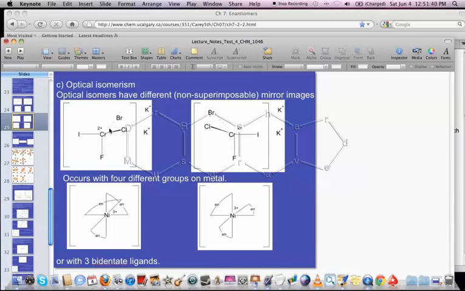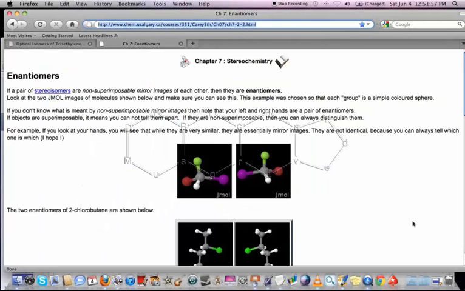Now, this dashed line indicates that the Br is sticking back into the screen, and this indicates the Cl is pointing to the front. Now we take the mirror image, and I want to convince you that the mirror image is actually a little bit different to what we started with. It actually turns it into a different compound.